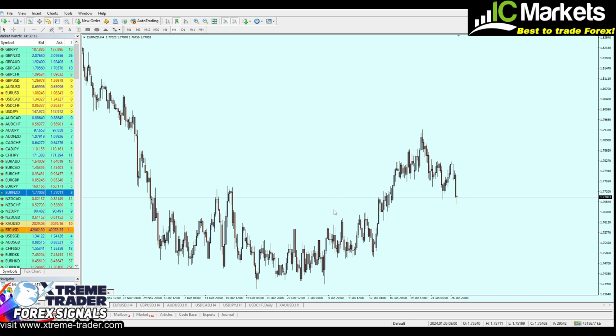So right now we can see that the EURUSD is actually falling. We are already seeing what looks like a head and shoulders pattern. That means the EURUSD is most likely going to continue the fall, so we can start looking for sell opportunities. Now, how can we do that?